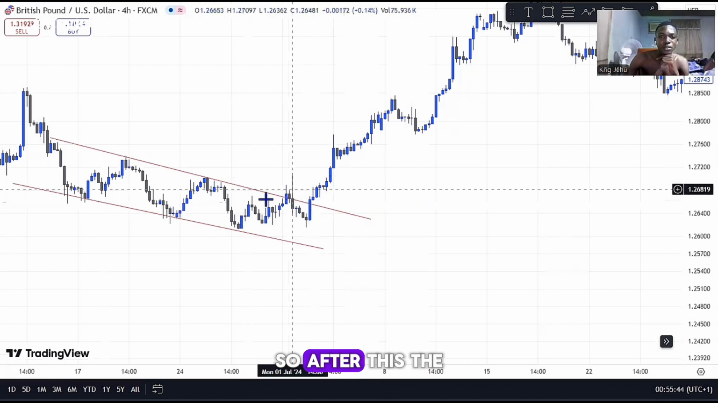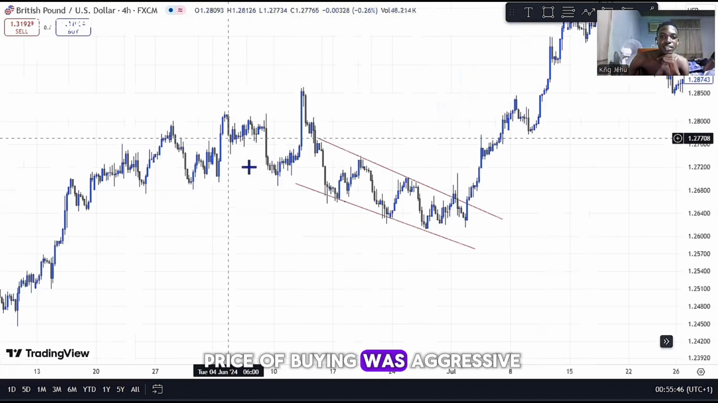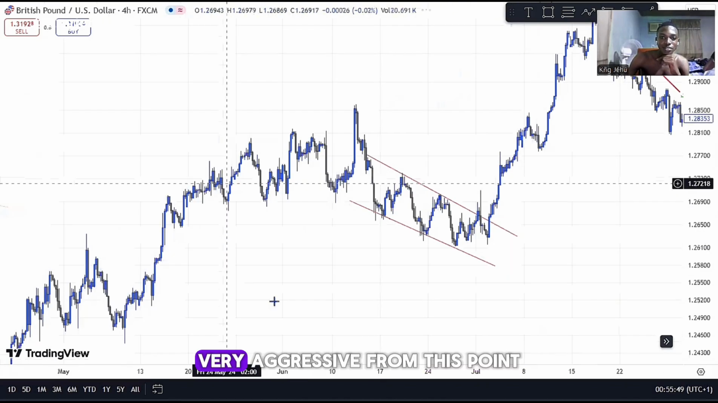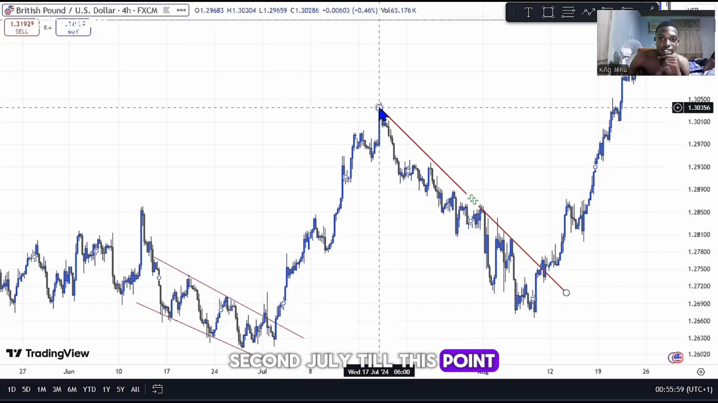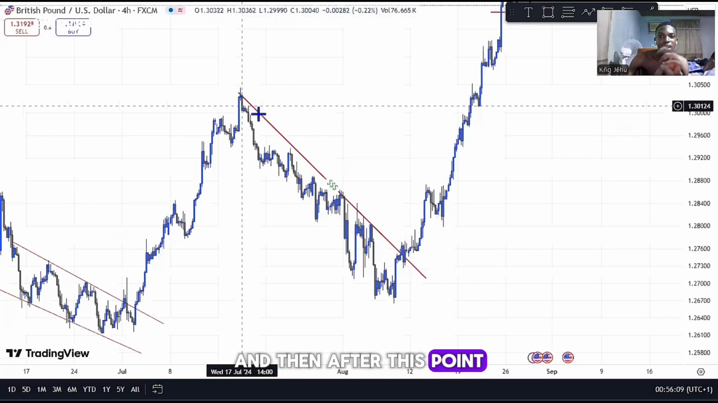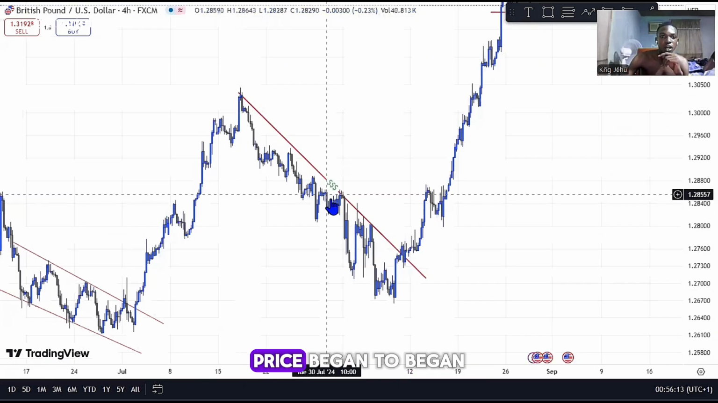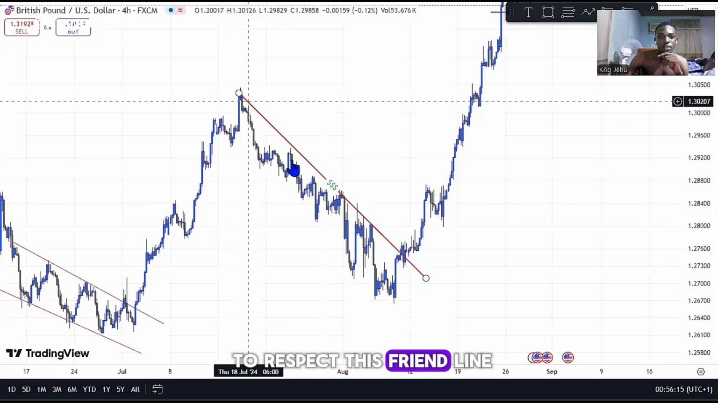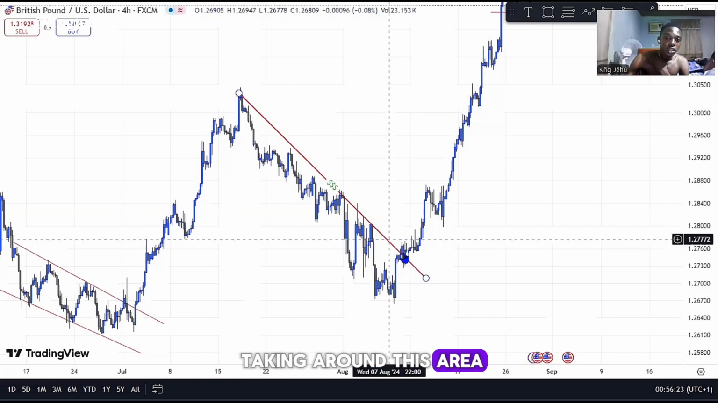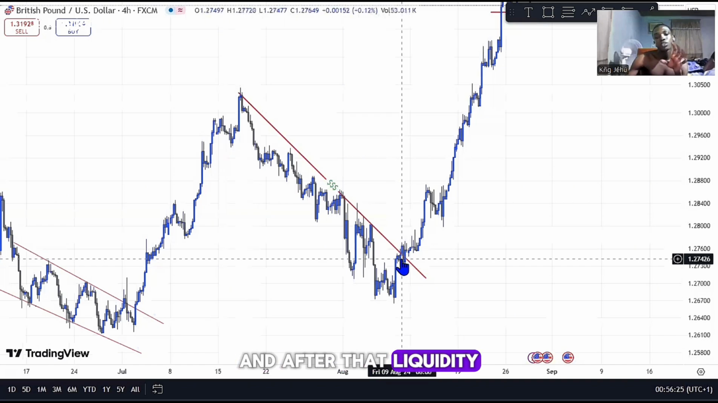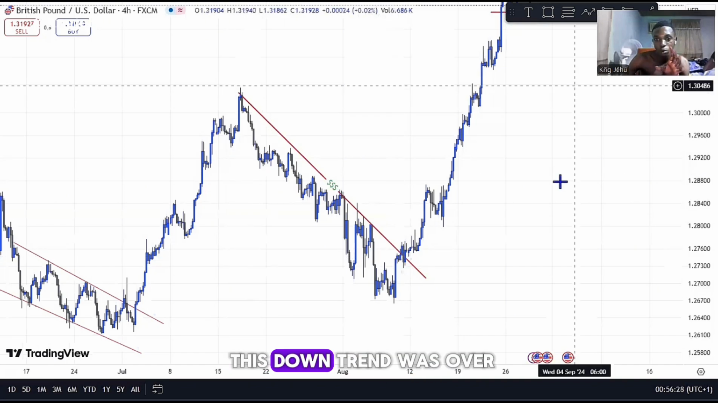So after this, the buying was aggressive, very aggressive from this point, and this was around 2nd July till this point, 17th July, 2 weeks straight running. And then after this point, we see that a few days later, price began to respect this trend line, and the liquidity on this trend line was taken out around this area. And after that liquidity, it was obvious that this downtrend was over.